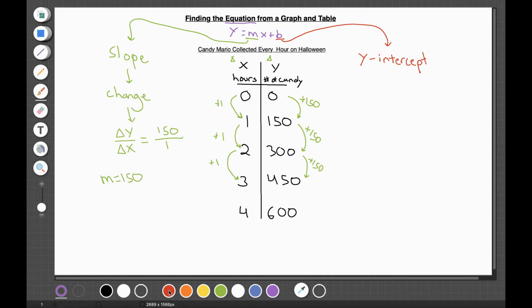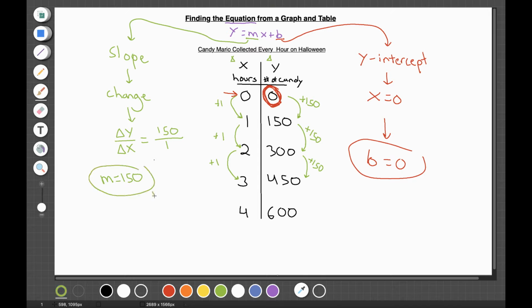Okay, so that's the thing to think here. Well, let's look for our x's, and we'll look for where x equals 0. And I see that happens right here. That means that this right here, the y, because it's the y-intercept, so it's where x is 0, what's the y value? That is the y-intercept. So in this case, our b equals 0. Okay, so we have our b equals 0. We have our m equals 150.